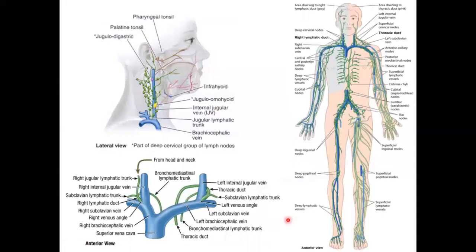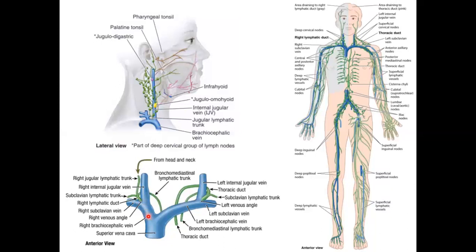All right, so this picture down here, this is the important one. The right side of your body is different from the left side of your body when it comes to lymph drainage. A quarter of your body's lymph fluid drains into this right lymphatic duct. So your right upper limb, your right chest, and the right side of your head and neck all drain into this right lymphatic duct.